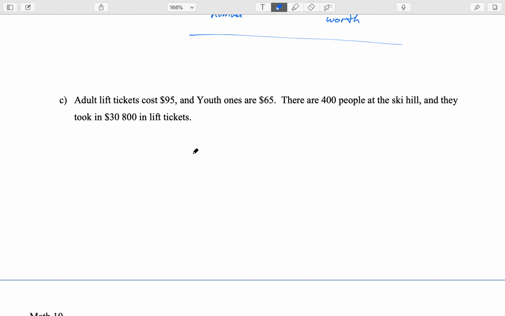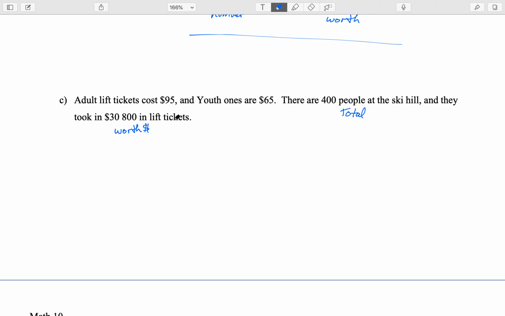How about this next one? This one says adult lift tickets cost $95. Youth ones are $65, and it says there's 400 people on the ski hill. That's a total. Always think about that. And they took in $30,800 in lift tickets. So that's how much they made. Well, that's really how much it's worth in dollars, right? Or how much money they made, if not after profit and all that, but just from the lift tickets.